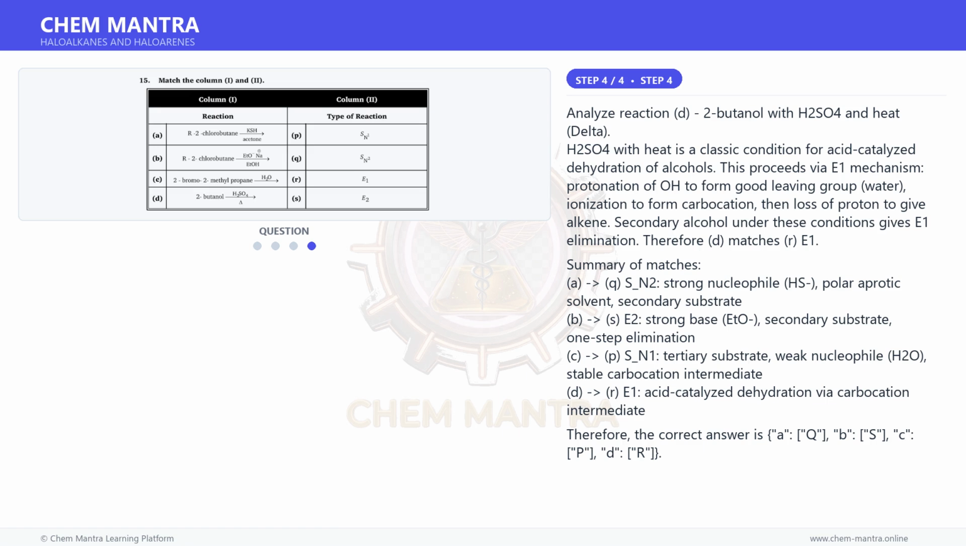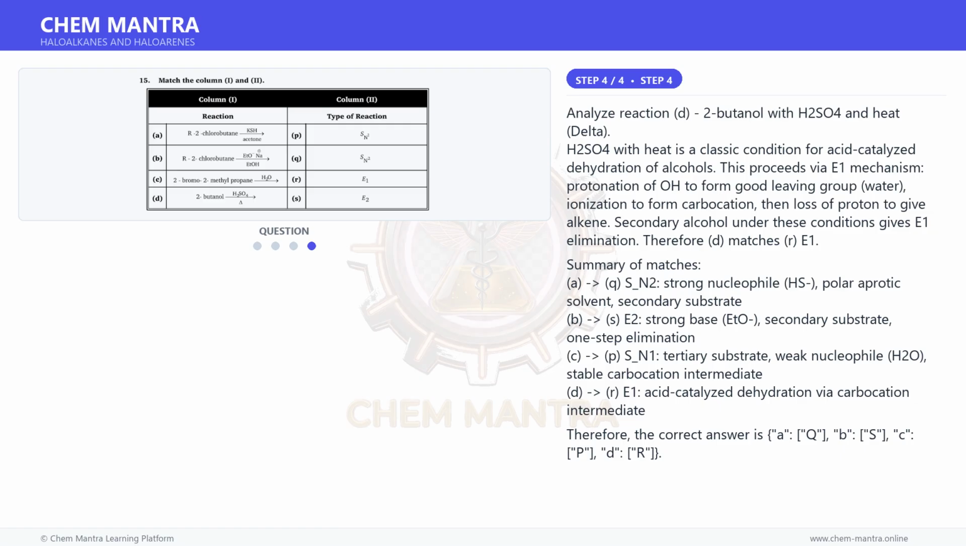Summary of matches. A: Q, SN2, strong nucleophile, HS-, polar aprotic solvent, secondary substrate. B: S, E2, strong base, ArO-, secondary substrate, one-step elimination. C: P, SN1, tertiary substrate, weak nucleophile, H2O, stable carbocation intermediate. D: R, E1, acid-catalyzed dehydration via carbocation intermediate.